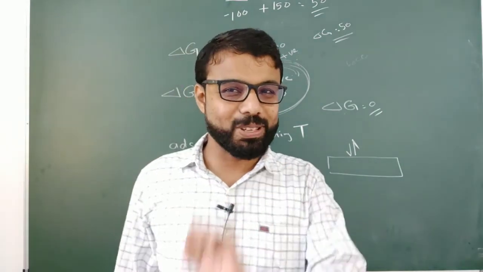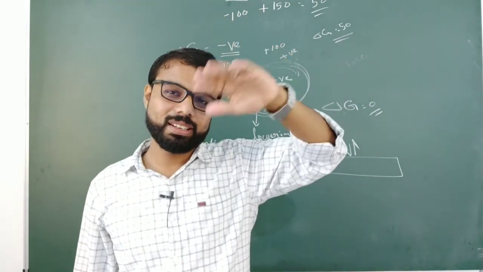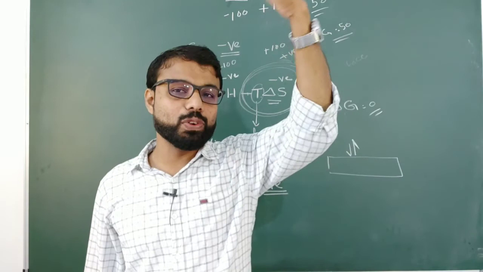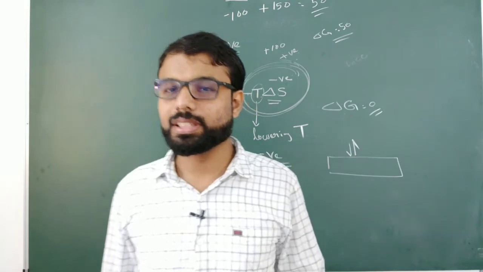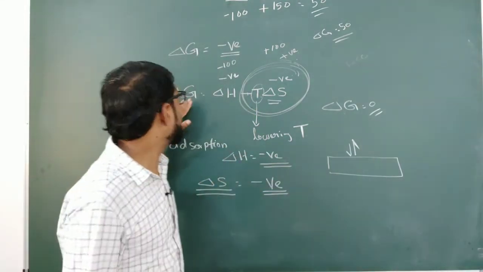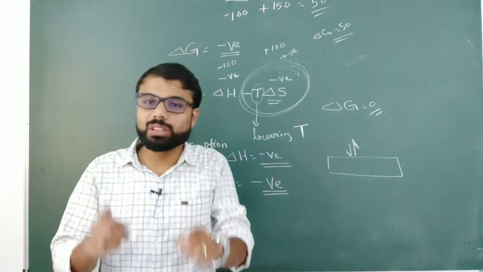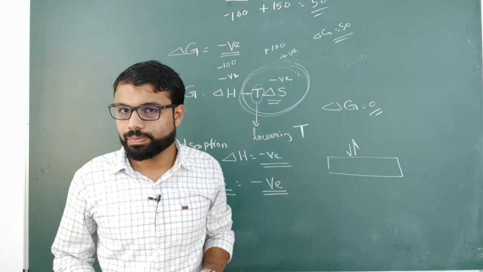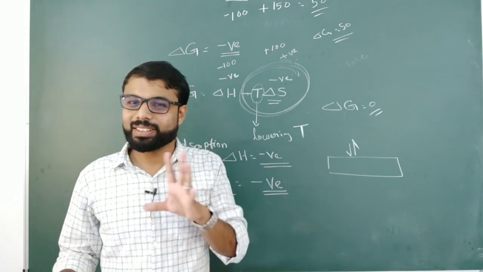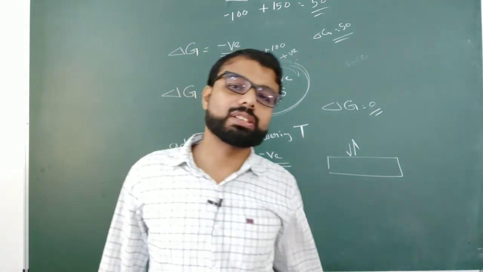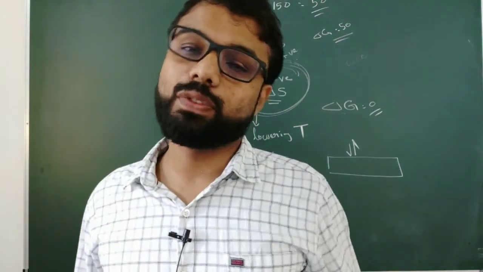Reverse is desorption. So when temperature increases, delta G becomes 0, and if you increase the temperature again, desorption takes place, because delta G is now plus 50. Plus 50 means there is no natural tendency for adsorption to occur; the reverse will be natural. What is the reverse? Desorption. Okay, so which temperature is favorable for adsorption? Lower temperature is favorable for adsorption.